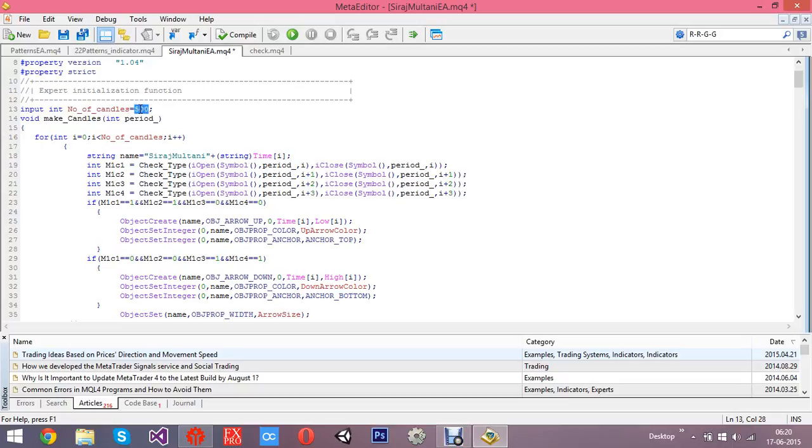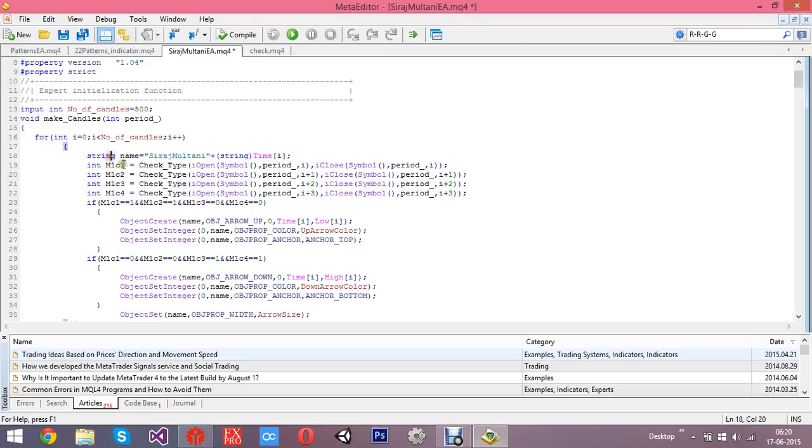Let's say if I set it to 5,000 candles, then it will iterate over 5,000 candles in the history, and if I set it to 5 candles, then it will iterate only 5 candles in the history. So I have 500 candles. I guess that is more than enough. And this loop repeats again and again until the number 500 is reached.